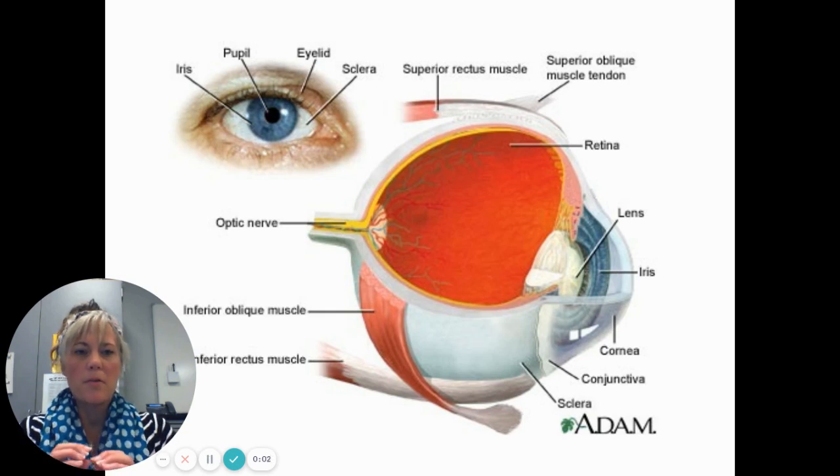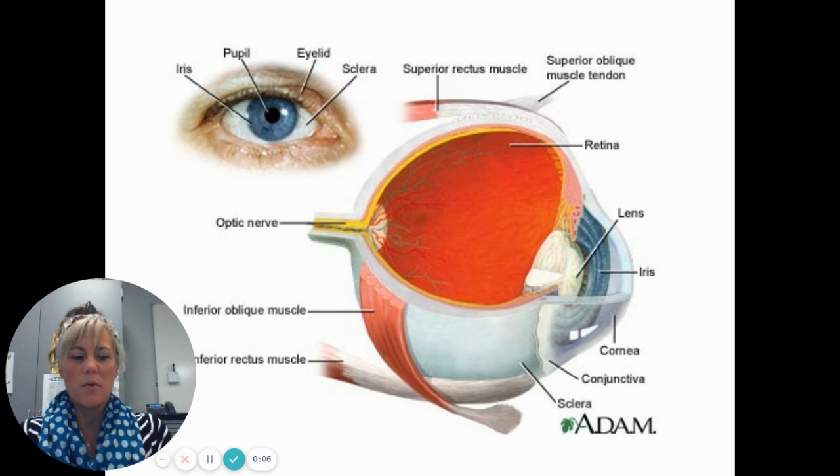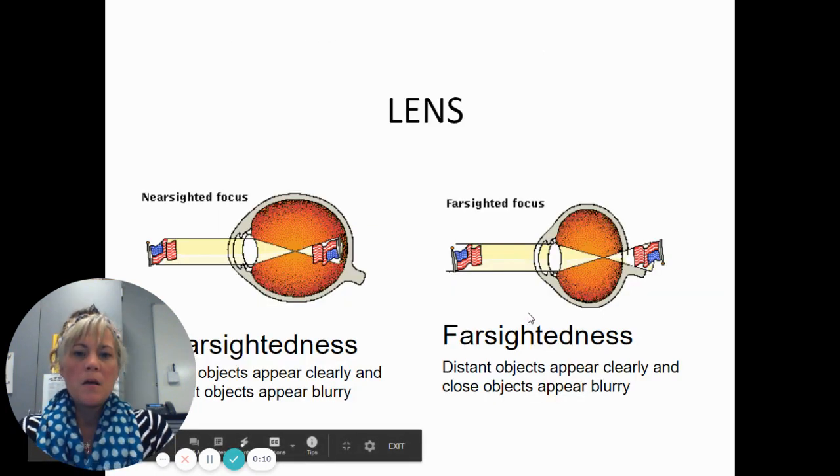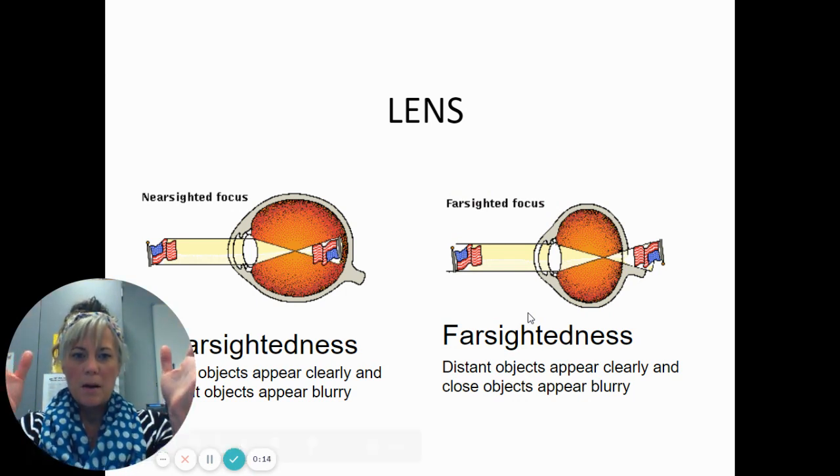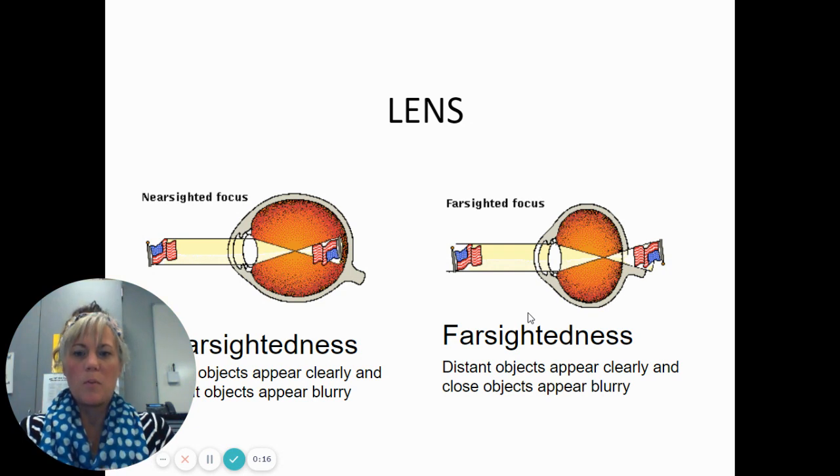So let's talk about the process of the eye. So how do we actually see? Now that we've got all the parts and the functions, how do we actually see? The lens is what's really, really critical. So the cornea narrows the light into the pupil, but then it hits the lens, and the lens is what's critical for making sure that you can focus images clearly.